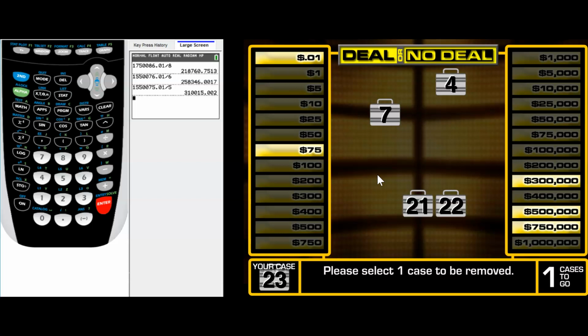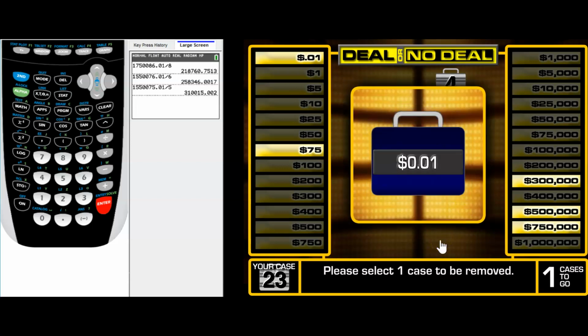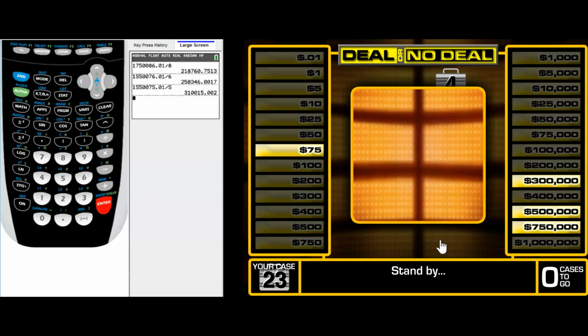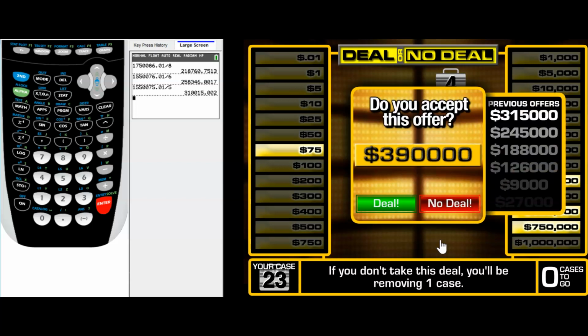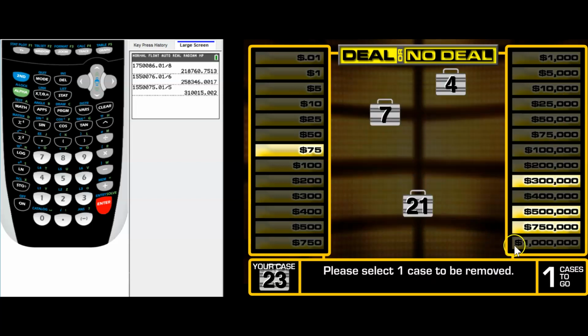Okay, let's play it out just for the fun of it, see what we end up with. So I'm going to eliminate case 22, and eliminate 1 cent. So that offer is going to go up again. And now we're at an offer of, let's see, $390,000. Wow. So we've got $1,550,000 and 75 divided by 4. And that is $387,000.